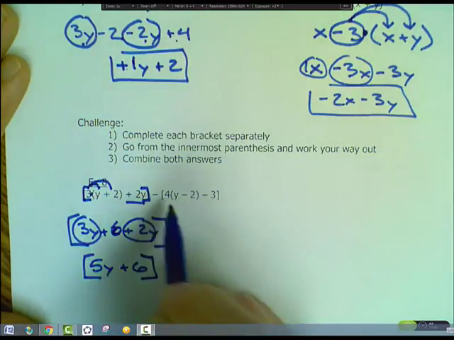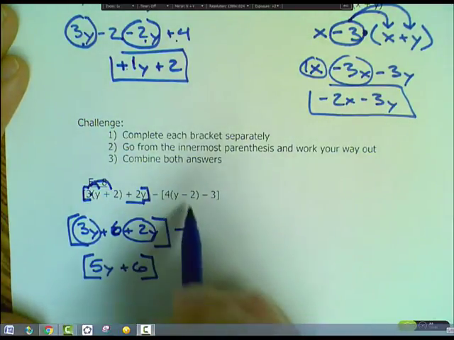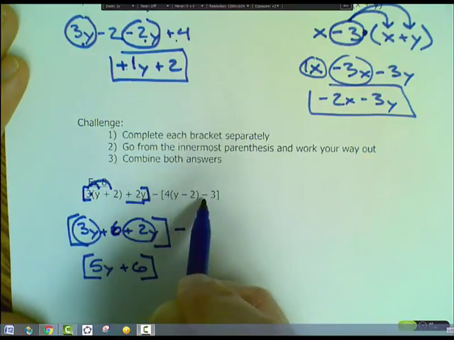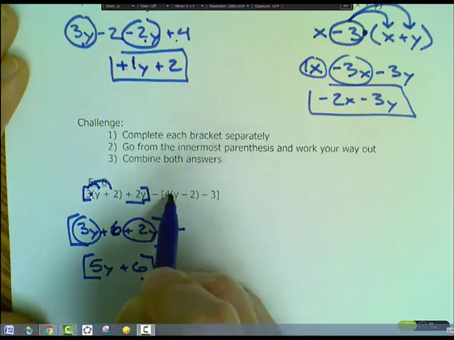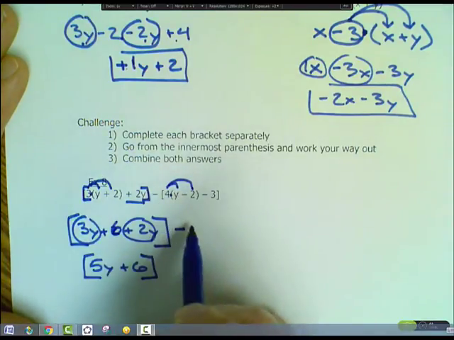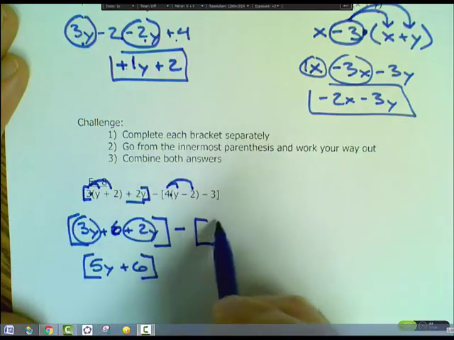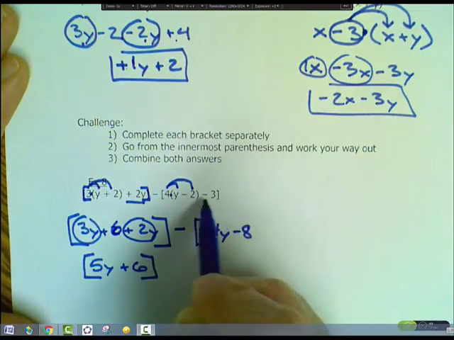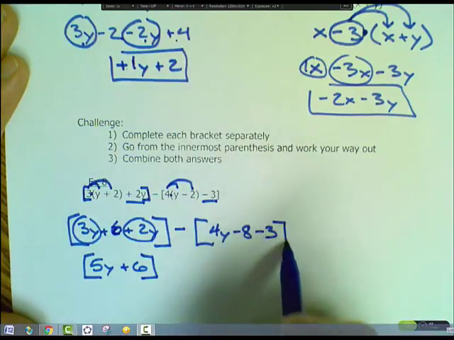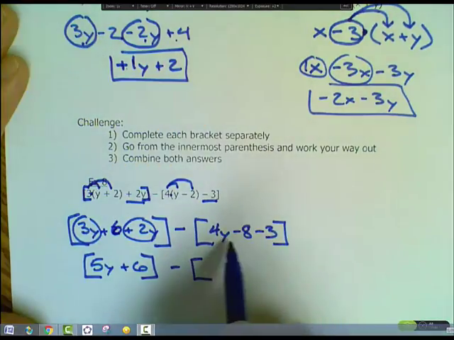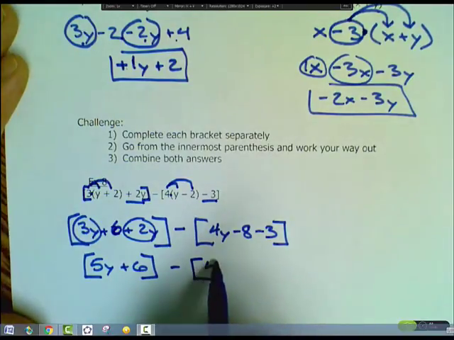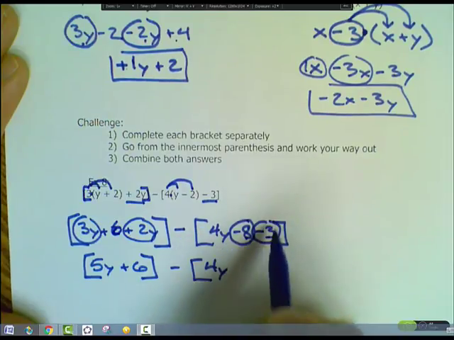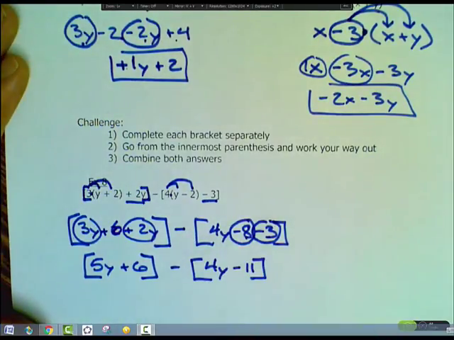Okay. On the other side, I'm going to subtract this other grouping. Again, I cannot subtract these because they are unlike terms. I have a choice to either subtract or distribute. I'm going to multiply first. So 4 times y is 4y. 4 times negative 2 is negative 8. And then I have a negative 3. I'm going to combine my like terms here. So I'd have 4y. Negative 8 minus 3, again, the sign stays with it, is negative 11.